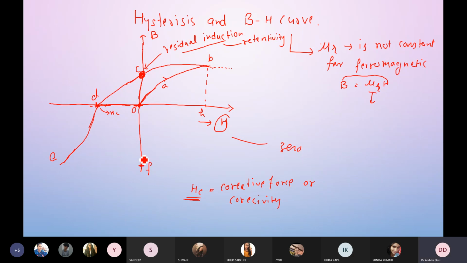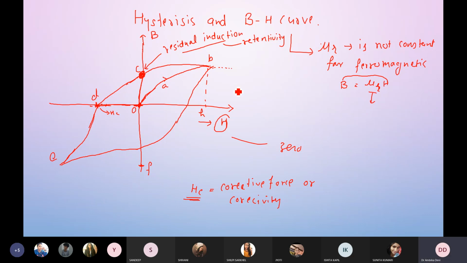Now when the H is further increased, again in the positive direction, the induction traces out the curve, this one, like this. Okay, when you increase the value of H, when you increase the magnetization H, this kind of curve will be followed. Okay, so this curve is called hysteresis loop, and this is also called BH curve.